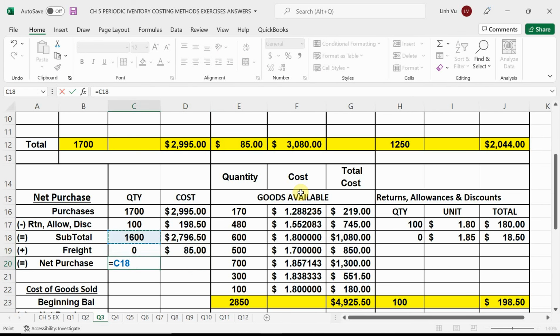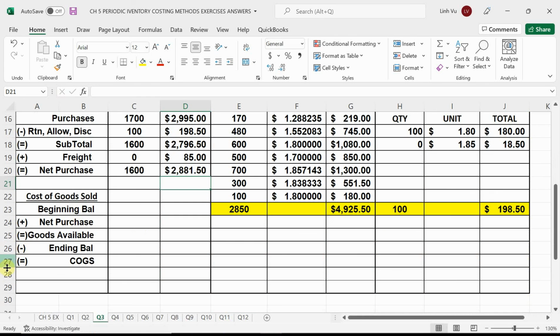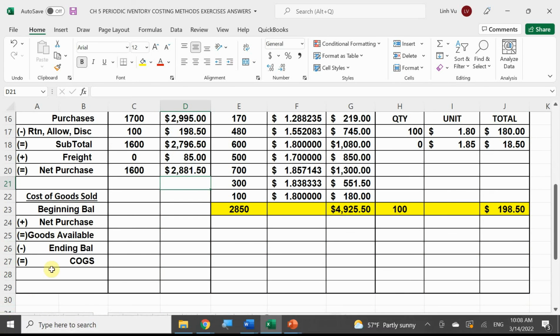So in this case, let me add these numbers there. So I still get 1,600 units, but I need to add the freight because it's going to be part of the cost of my inventory. So in this case, $2,796.50 plus $85. $2,881.50, right? That's just your net purchases. Okay, that's not your goods available. Because then now I need to solve for my actual goods available.